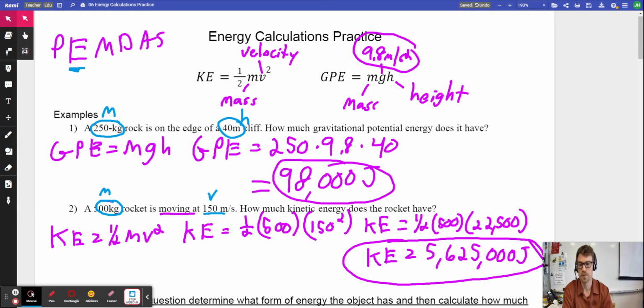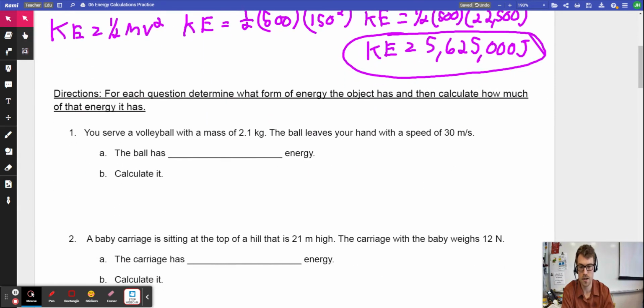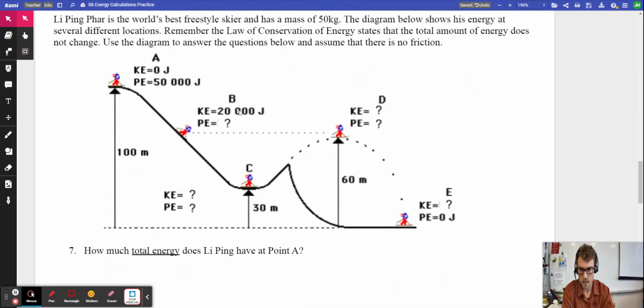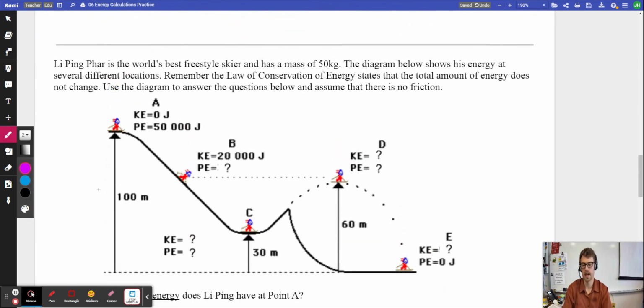Now, that is going to give you some examples for how you're going to be answering questions 1 through 6. Question number 7 is a little bit different, okay? And the rest of those are a little different. Here we have a scenario where we have a skater who has a mass of 50 kilograms. So there's the mass. And it shows his energy at different locations. Notice that it also shows you the height, okay? So the heights are given to you as well. And so what we can see is 5 different locations, A, B, C, D, and E.